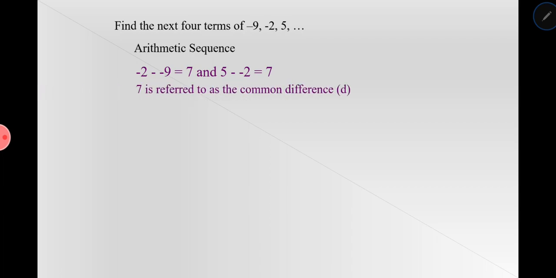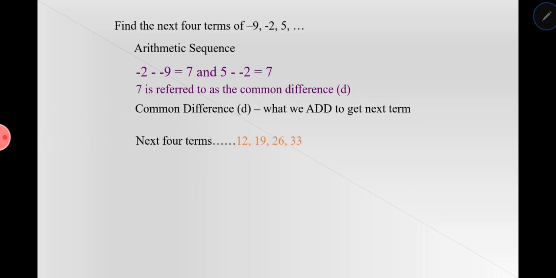Negative 2 minus negative 9 is equal to 7. So the difference is 7. So what will be the next term or the fourth term? The next to the third term, which is 5, we are going to add 7. So we have 12. And 12 plus 7 we have 19, plus 7 we have 26, and plus 7 we have 33.